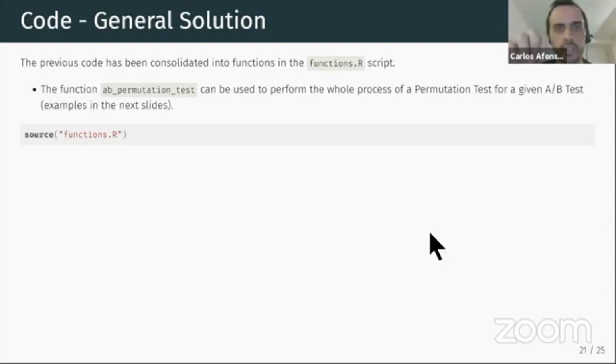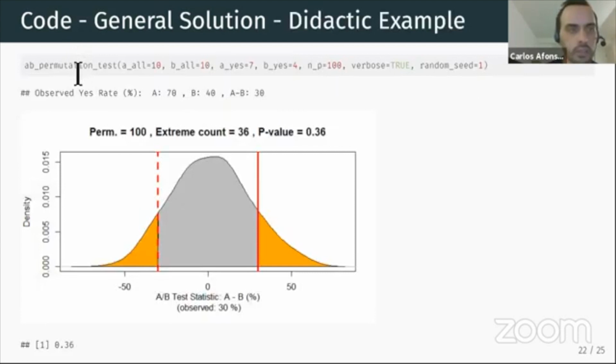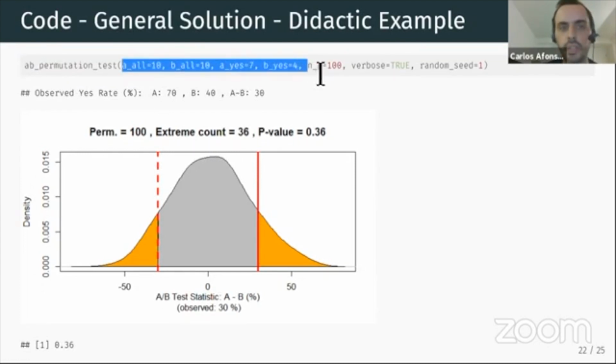So now what I did here, I'm going to look at the more general solution. I put all that code that we created into functions in a script, and I'm loading that script using source. And now I can use the functions that I created to quickly compute the result in just one line. So for example, I created the AB permutation test function that does all this process that we described for us in one line. We just need to provide the parameters that define the AB test.